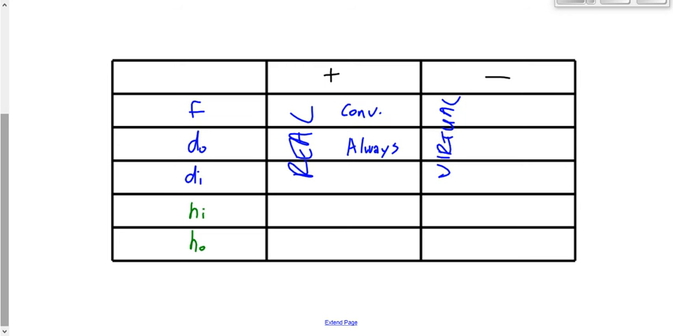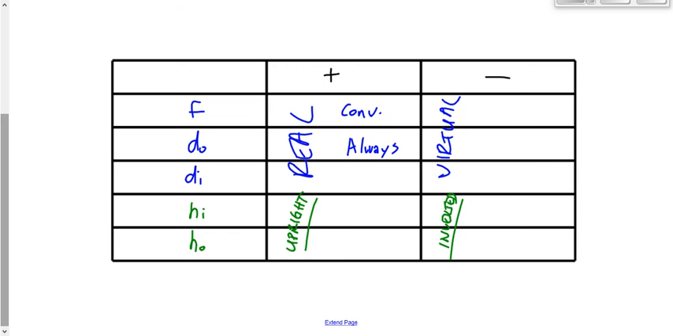They're positive and negative not based on real or virtual, but rather based on, sorry, orientation, or sometimes we call it attitude, which is right side up, upside down. If they're upright, then we'd make it a positive HI or positive HO. If they're inverted or upside down, we'd make them negative HI or negative HO.